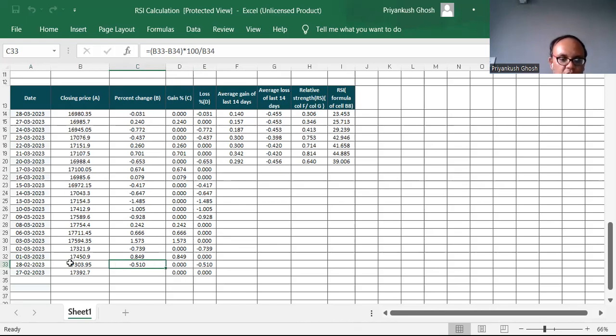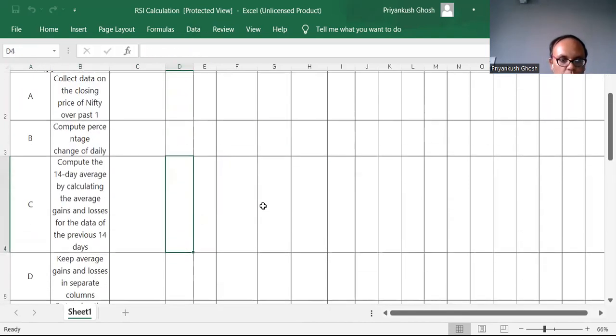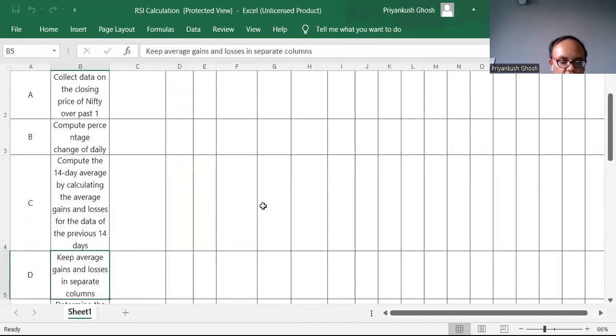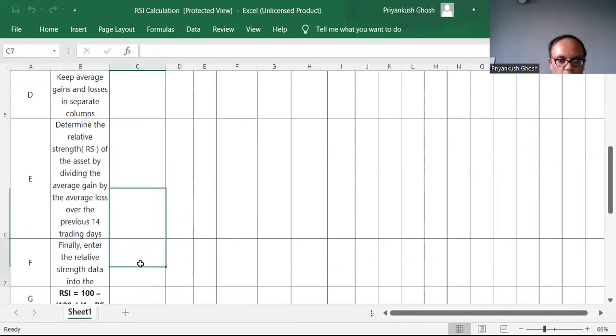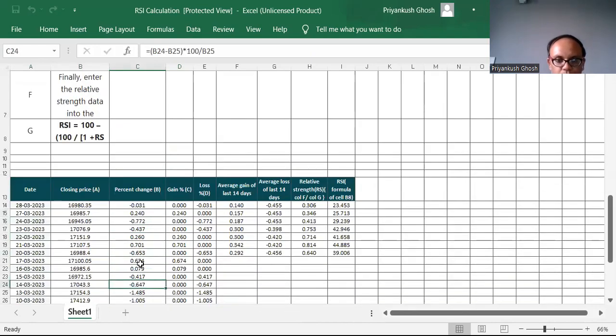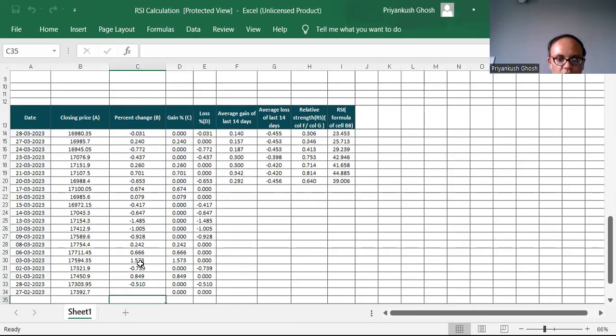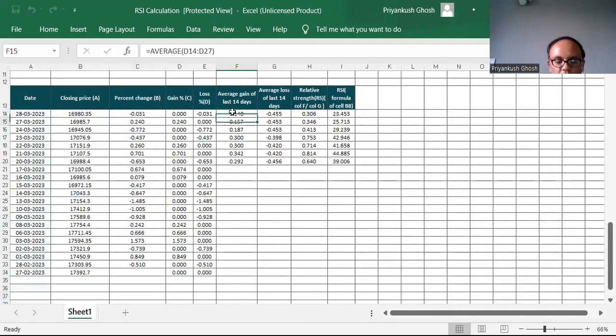Since this is negative, you can see the market closed negative, lower than the previous day's close. So this goes into this column. Then the next day, 17,450, the market closed positive, so this goes here. This is what is written in step number D: keep average gains and losses in separate columns. Okay, keep average gains and losses in separate columns. So I will put this here.